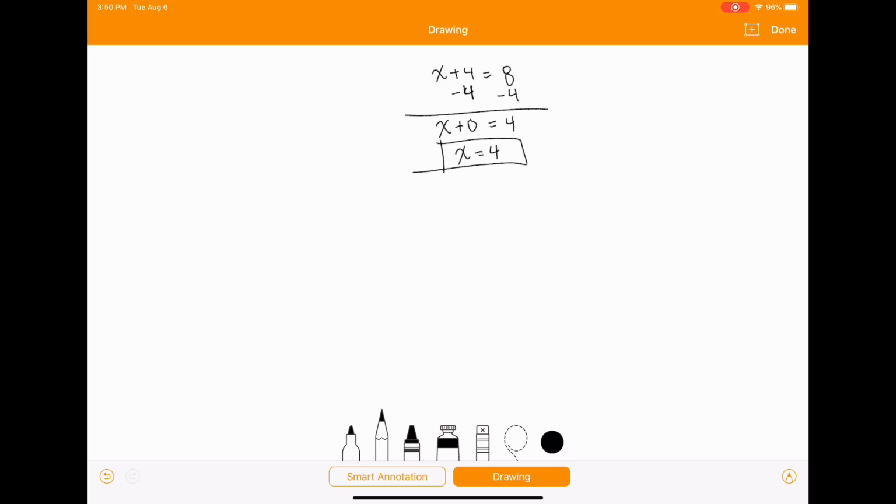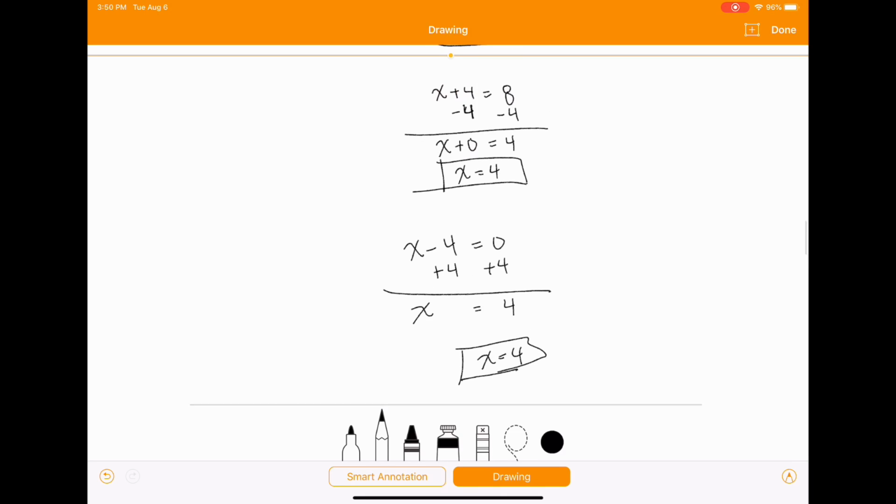So if we had x minus 4 equals 0, to get x all alone, we've got to get rid of that negative 4 right there. So we're going to go ahead and add 4 and then add 4. Perform that operation, x equals 4. X equals 4 is your answer to that.